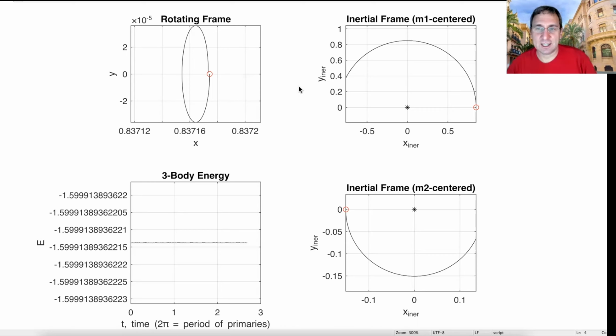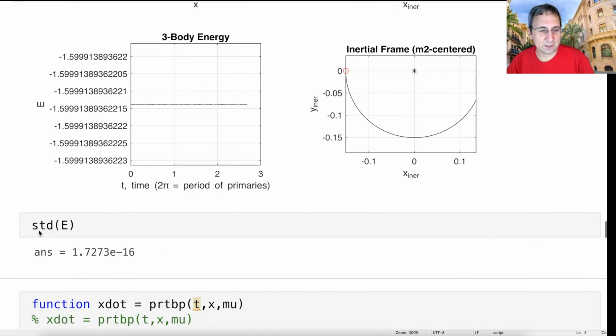If we were to look at this in either an Earth or moon-centered inertial frame, it doesn't look like anything special. It just looks like roughly what the Lagrange point would look like. The Lagrange point moves in a non-Keplerian circular orbit around the Earth. And I don't know what it's doing around the moon. The energy here, because we don't have any close approaches, is pretty rock solid. In fact, look, the standard deviation is basically machine precision.